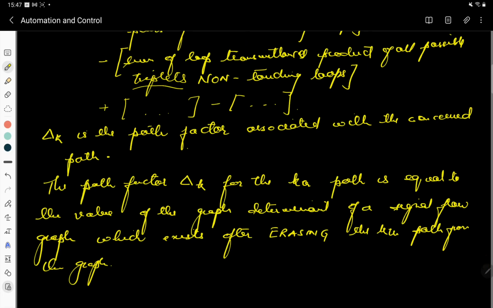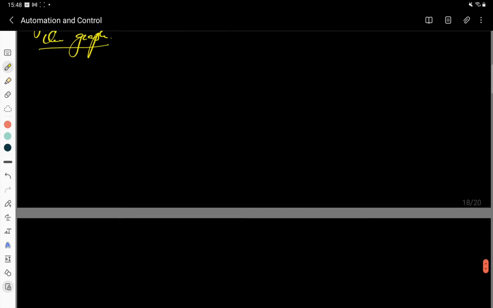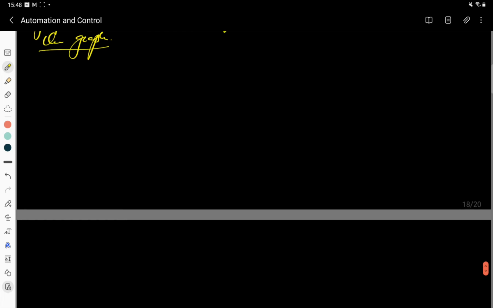Here delta k is simply the path factor associated with the concerned path, whatever path you are following. The path factor delta k for the kth path is equal to the value of the graph determinant of the signal flow graph which exists after erasing the kth path from the graph. Okay, you will understand this better after we consider an example. So let us consider one example.